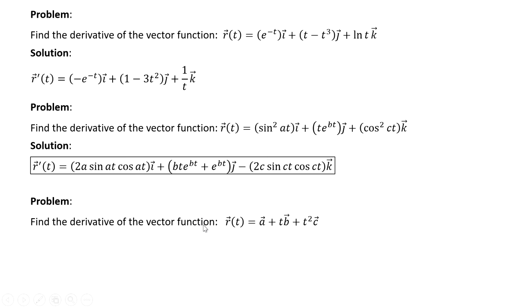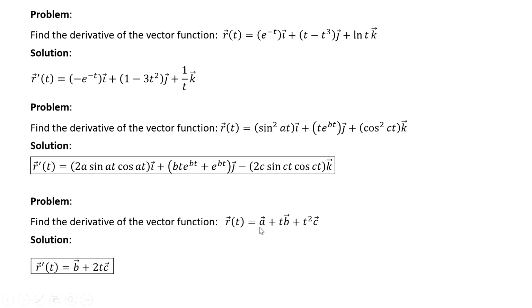All right. What next? So this position vector function r of t is actually a plus tb plus t squared c. The idea here is a, b, and c, the vectors, should be treated as constant vectors. That's the key. A, b, and c are constant vectors because r of t is a function of just the variable t. And because nobody said what a, b, and c are as functions of t, we should take them to be constant.